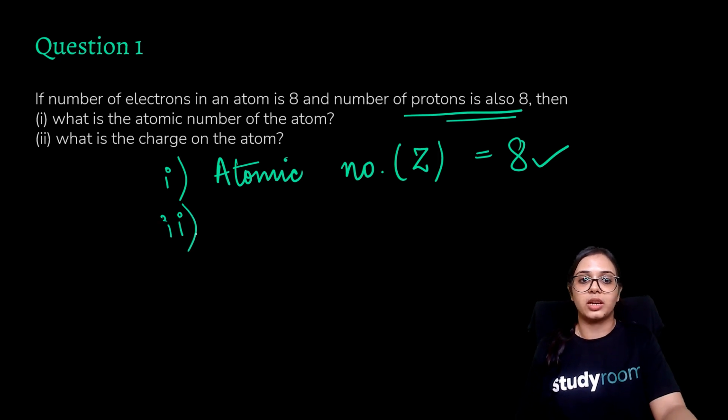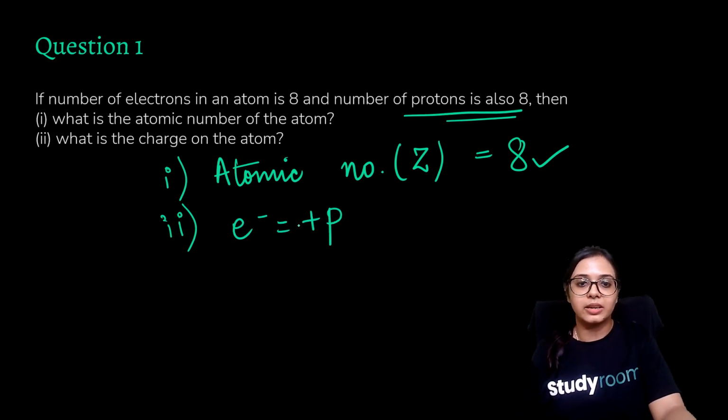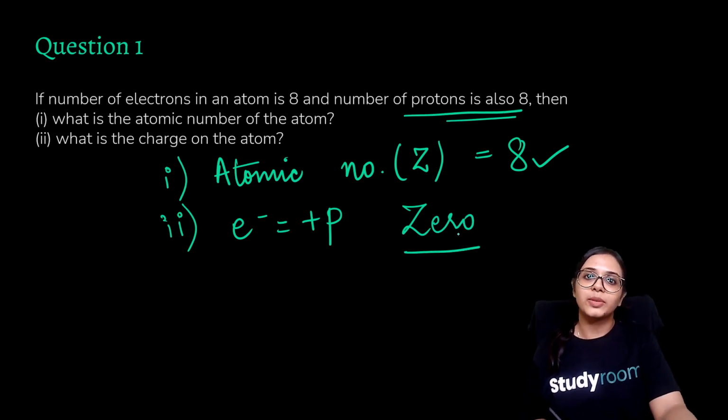What is the charge on the atom? Here in the question, it is explicitly mentioned that the number of electrons is 8 and the number of protons is also 8. Since the number of electrons is equal to the number of protons, that means the atom is in a stable state. It does not have an excess of charge or any deficiency of charge. So we can safely say that there is zero charge on the atom. The atom is in a stable state.